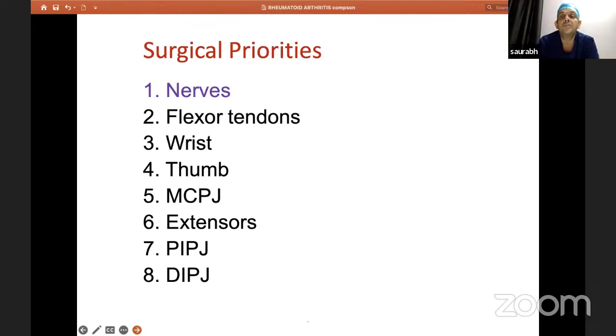So let's look at the surgical priorities. So these are the 8 things in hand and wrist. So nerves have to be addressed first, followed by flexor tendons, then the wrist, then the thumb, MCPs, extensor tendons, then PIPs, and last are the DIPJ. This is an important slide for exam purposes, because if they have 3-4 existing problems, you will be asked the surgical sieve as to how you will prioritize.